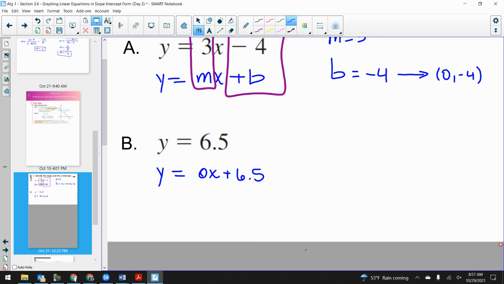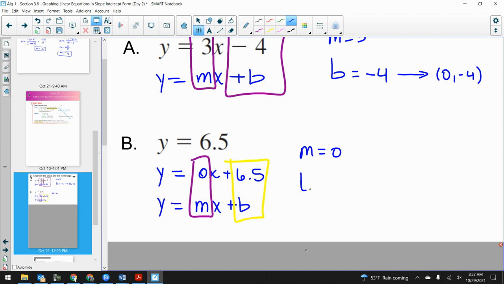If I have a horizontal line, I know that the slope is 0. So it only makes sense that if I truly want this in slope-intercept form, I could write it as y is equal to 0x plus 6.5. Now, I think this is more work than we need to do. I'm just showing you that this actually is in slope-intercept form, y equals mx plus b form. It's just that the slope is 0, and the y-intercept is the value, 6.5. Slope 0, b value 6.5. So every horizontal line you can still put into slope-intercept form.